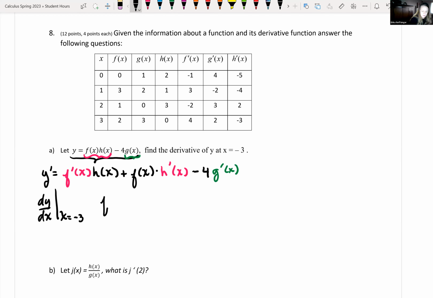So all we're doing is going in and plugging in -3 wherever we see an x in our derivative function above. So we have f prime of -3 times h of -3, plus f of -3 times h prime of -3, minus 4 times g prime of -3. So now we're going to use our chart above to figure out what our values are. So we're looking at the derivative of f of x. So find the derivative of f of x when x is -3.